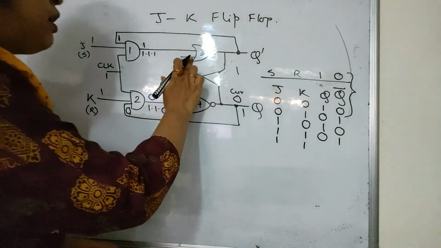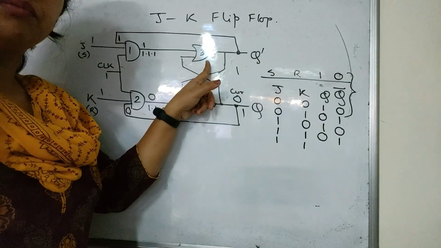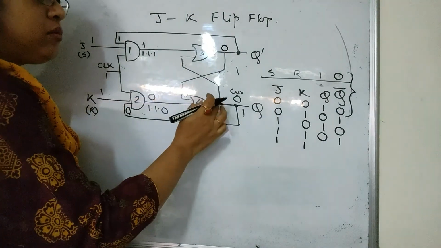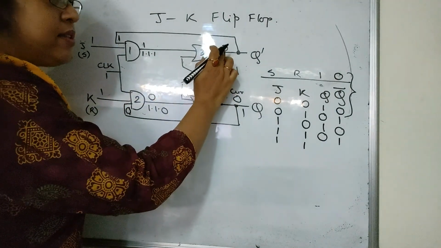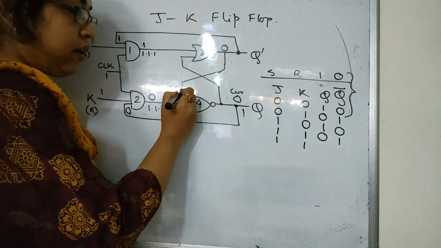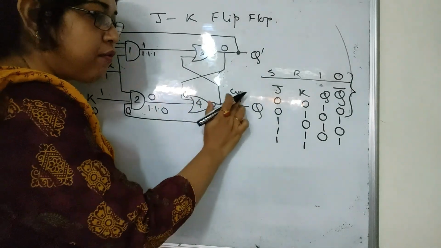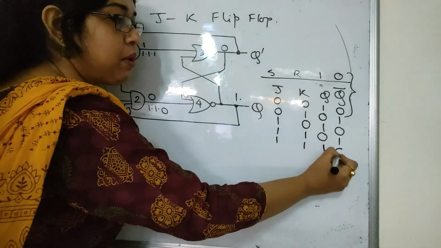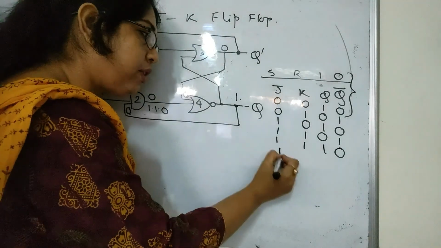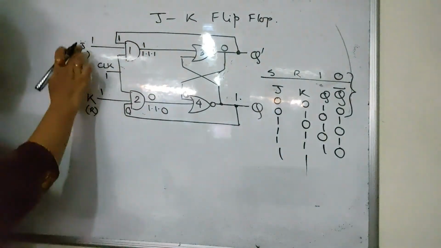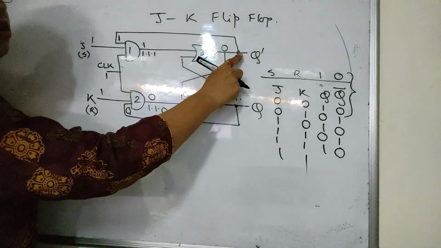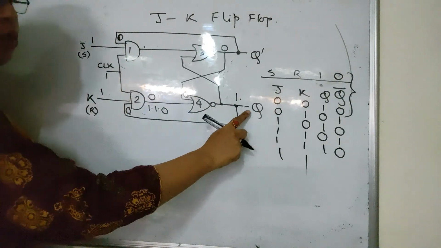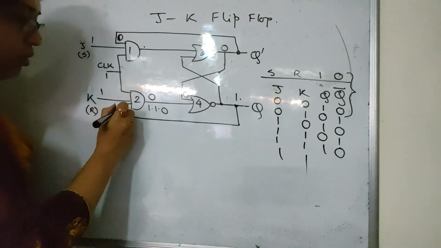We will consider NOR gate 3 first. So NOR gate 3 will give us an output of 0. Correct? This 0 when fed back into NOR gate number 4 will give us an output of 1. So Q becomes 1, Q dash becomes 0. Again we give 1, 1. At present Q dash is 0, so 0 is getting fed in over here. Q is 1, so 1 is getting fed in over here.